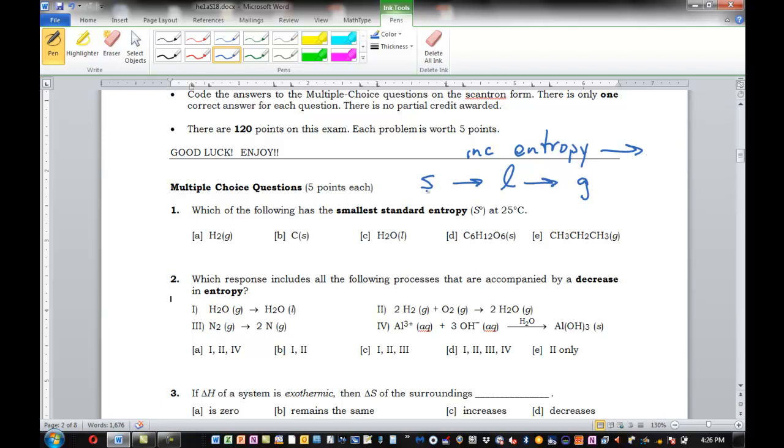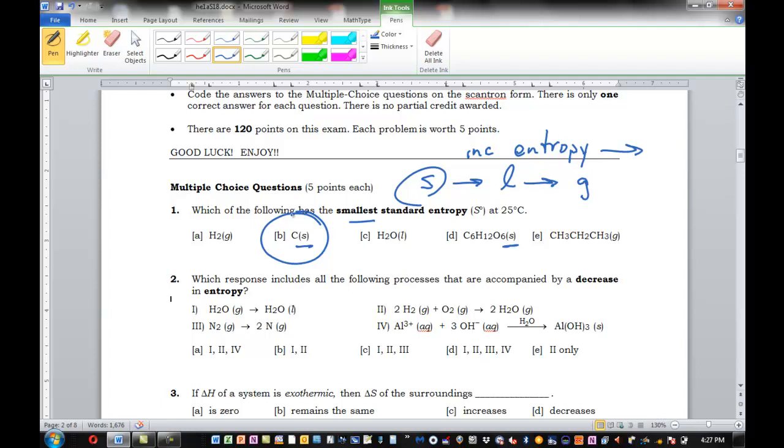Okay. So right away, we're looking for the smallest. So my first thought is I'm going to think solid. So then I look, here's a solid, here's a solid. Okay. Clearly, glucose is a much larger molecule, more bonds, more motion, more dispersal of energy. That's going to have a significantly larger entropy than the much smaller atom of carbon. Okay. So the correct answer is B, the smallest standard entropy.